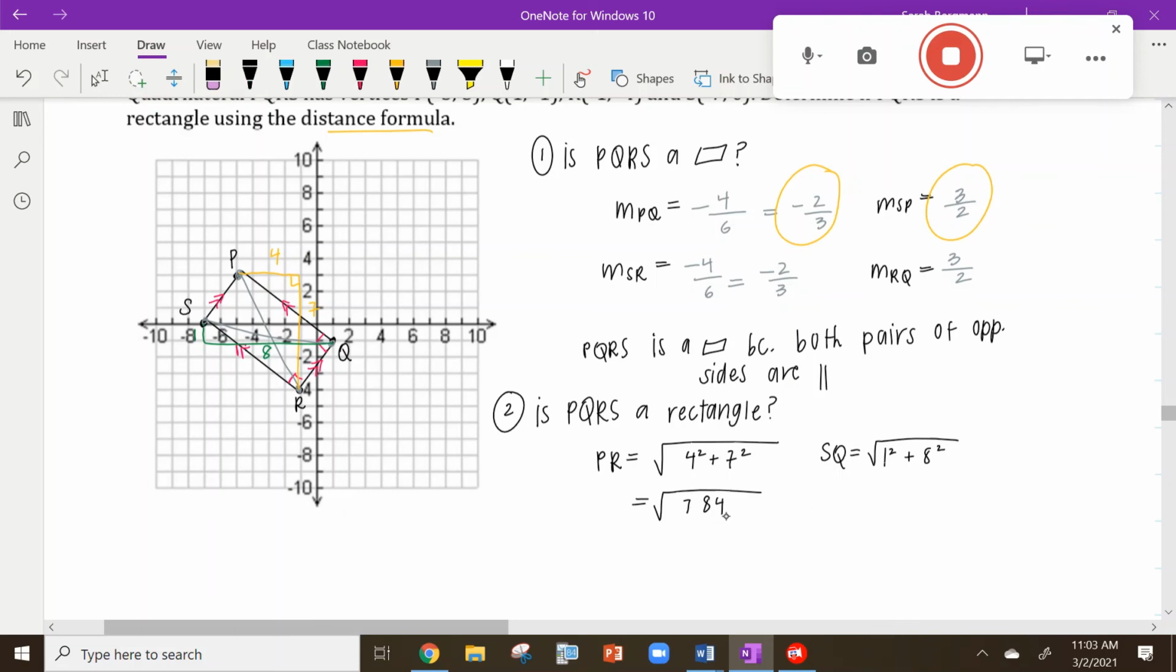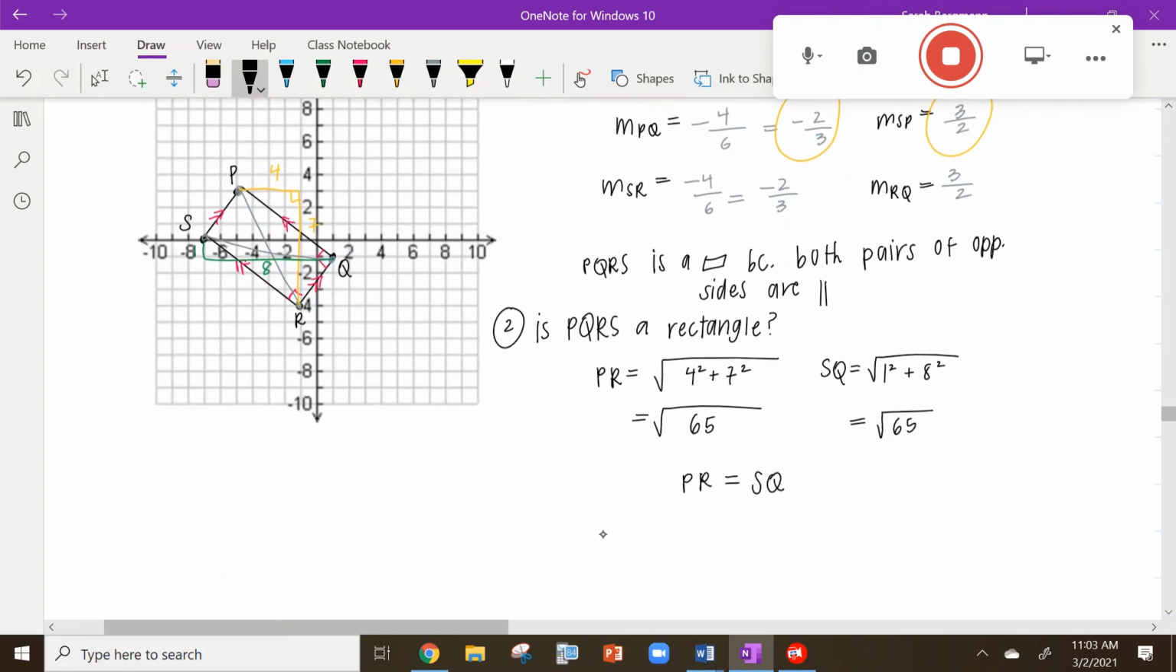Oh, sorry, I multiplied those instead of adding. Let's try that again. It gives us 65. That sounds better. Next, I have 1 squared, which is 1, plus 8 squared is 64. That also gives me the square root of 65. Since PR is equal to SQ, I know that the diagonals are congruent. So this is a rectangle, because first we decided it's a parallelogram, then we showed that the diagonals were congruent.